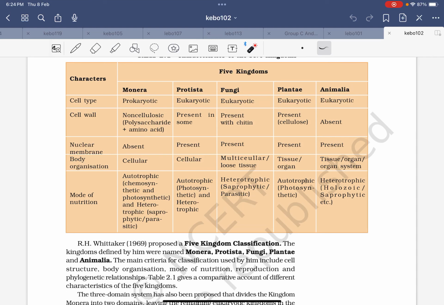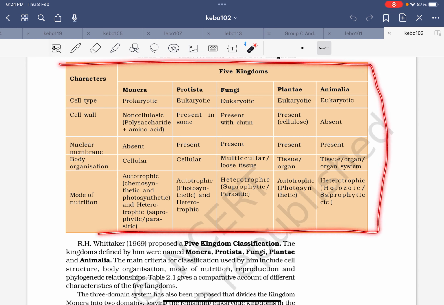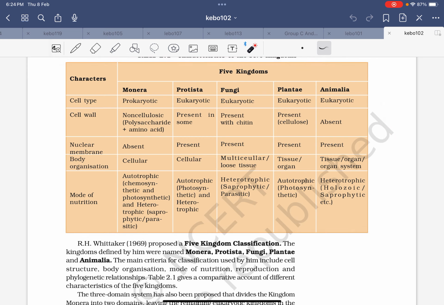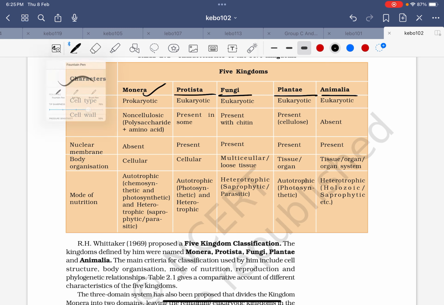Hello everyone, I'm going to explain this chart which is very important for our upcoming NEET UG examination. If you remember this part, you may expect one question from this section and you are going to have it. First of all, this chart differentiates between the five different kingdoms of organisms: Monera, Protista, fungi, plantae, and animalia.